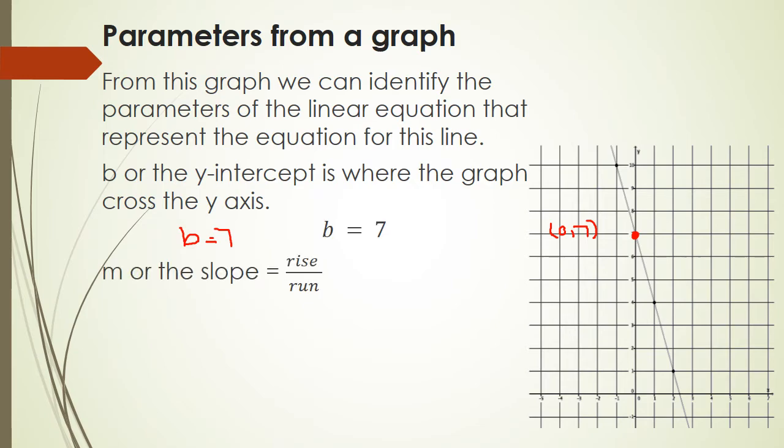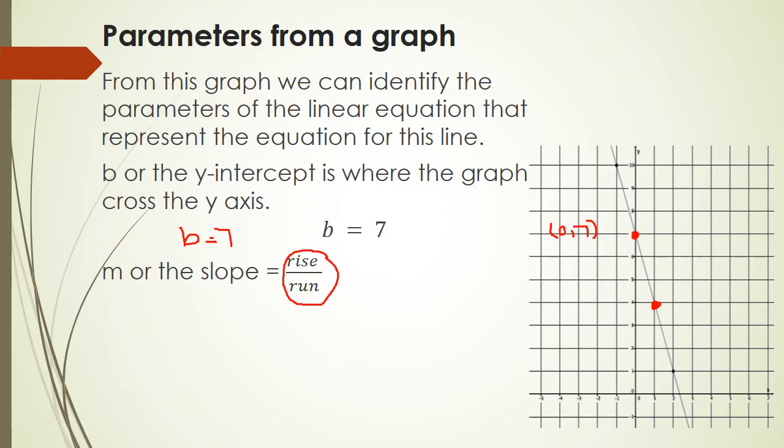And then the slope. To find the slope on a graph, we need to use the formula rise over run. Rise is how high the line goes from one point to the next, and the run is the horizontal change going from one point to the next. So to find the rise over run, I need 2 points on the line, and it's always helpful to choose 2 nice points on the grid that you can use.